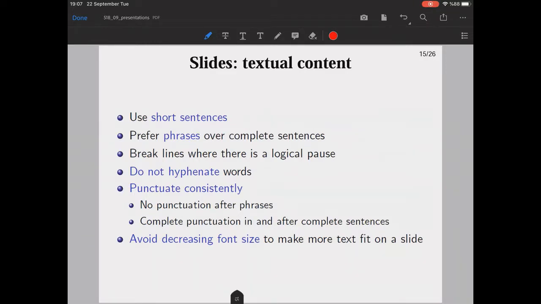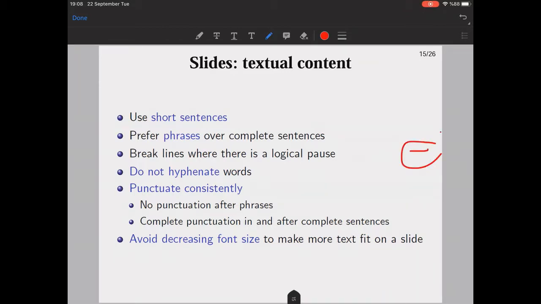Break lines where there is a logical pause, so you should give some breaks. Do not hyphenate the words. If you write long, then you need to separate them with this, but don't do this at the end of the lines. No need. Use phrases, so no need to do this.